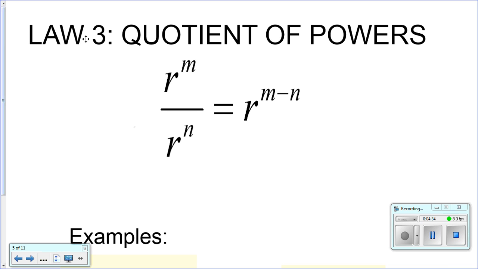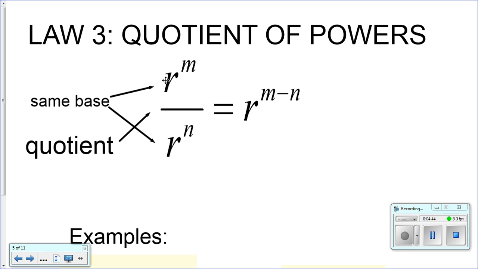Okay? So this next one is law 3. It's called the quotient of powers. So that means you have 2 powers being divided by each other. So they're a quotient. And they also have the same base. So when they have the same base, instead of adding them together, we're going to go ahead and subtract them. The exponents, that is. Okay?